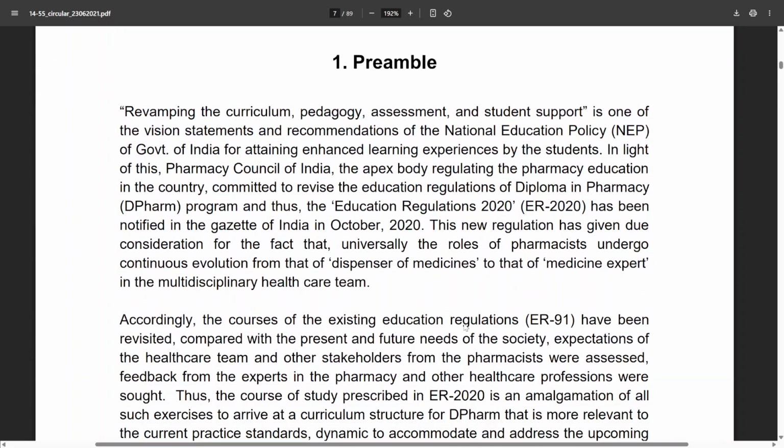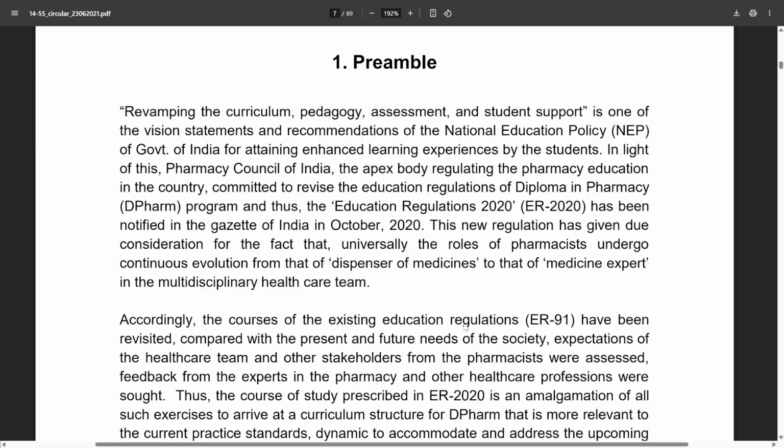Now take a look at the preamble. I am going to read a few lines of this preamble. You can go through the complete passage. I will provide the PDF. Now let's take a look.